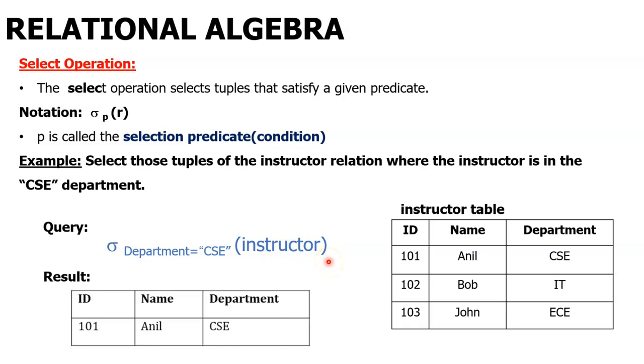So for that I have to write a select operation command. How will I write that query? Sigma, the condition is that my department should be CSE, so department is equal to CSE, and the relation, which means the table to which I'm applying it, is the instructor table. When I process this procedural query, I will get this result. So this is how the select operation works.